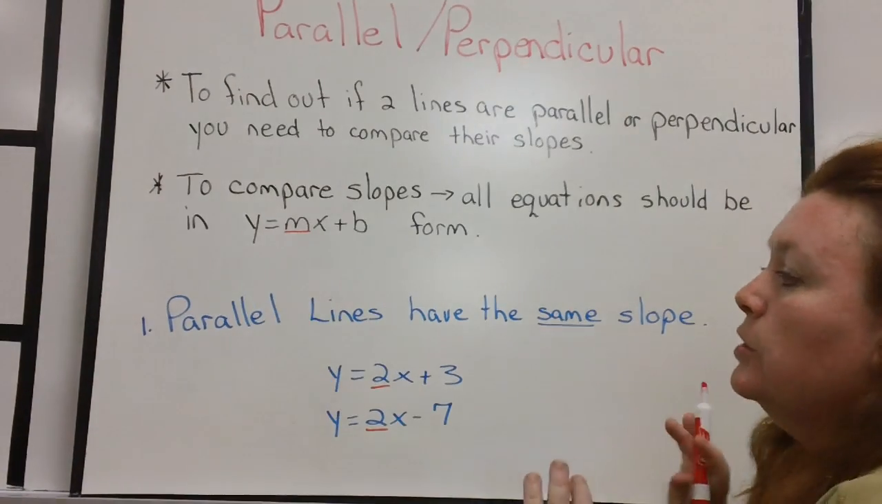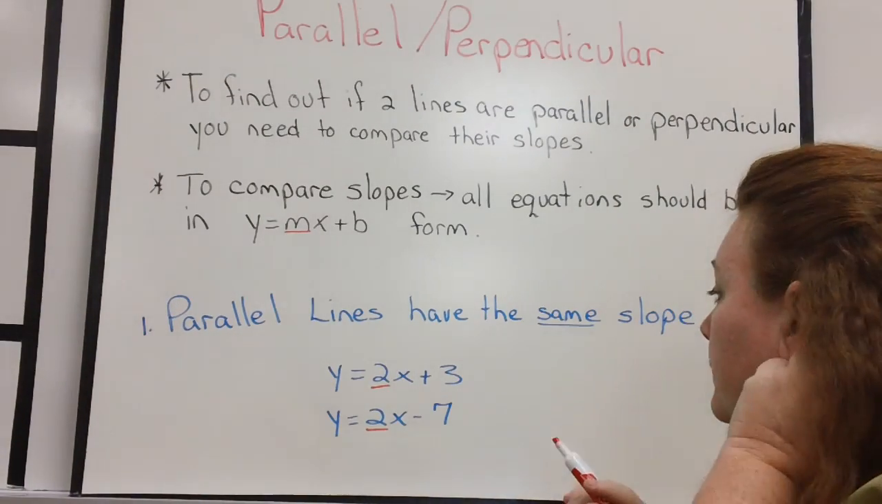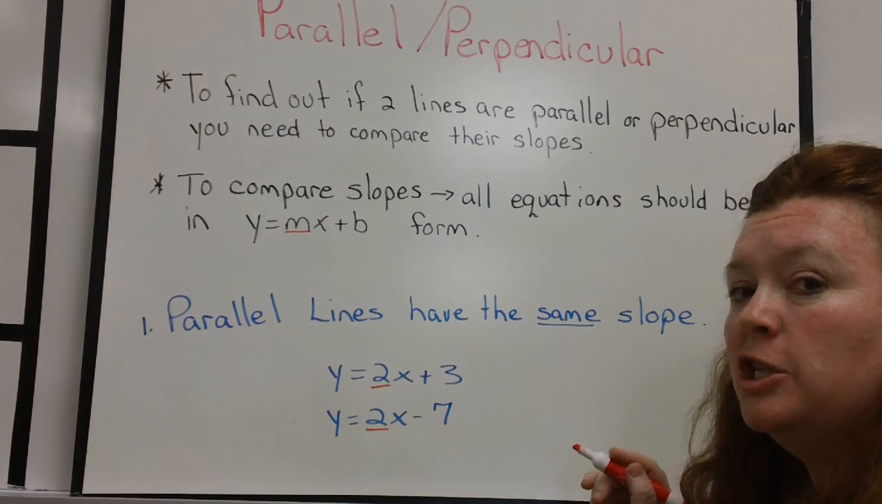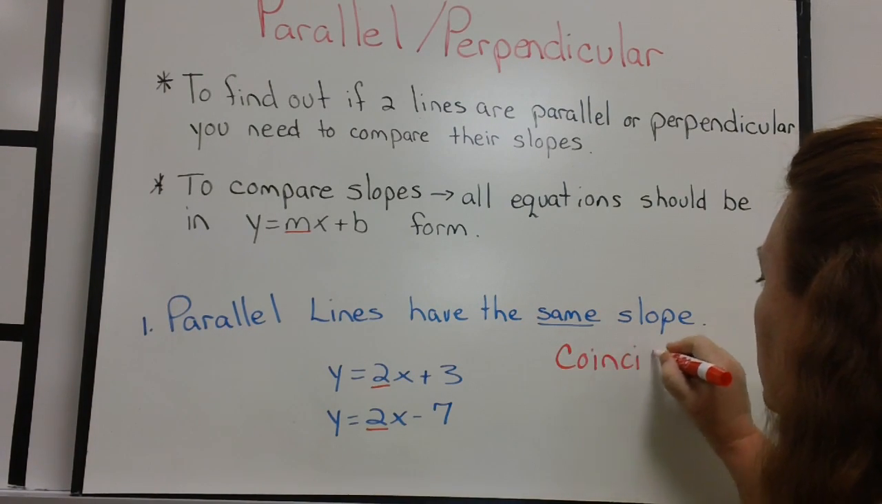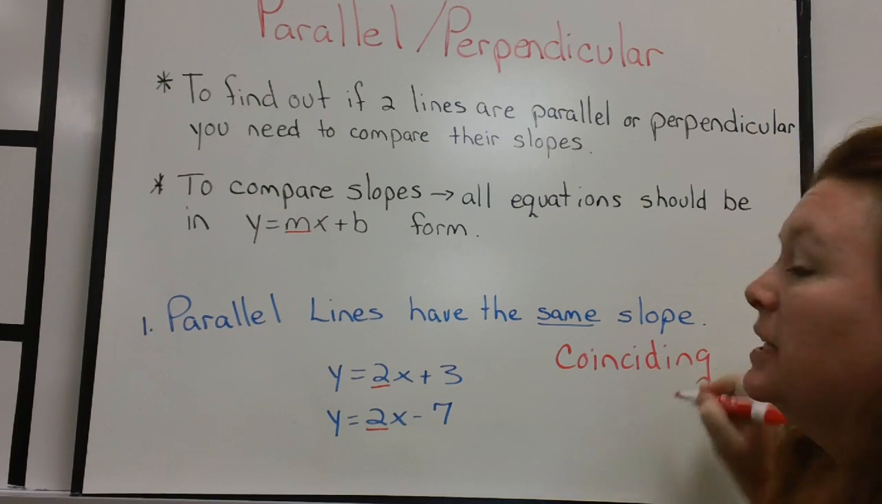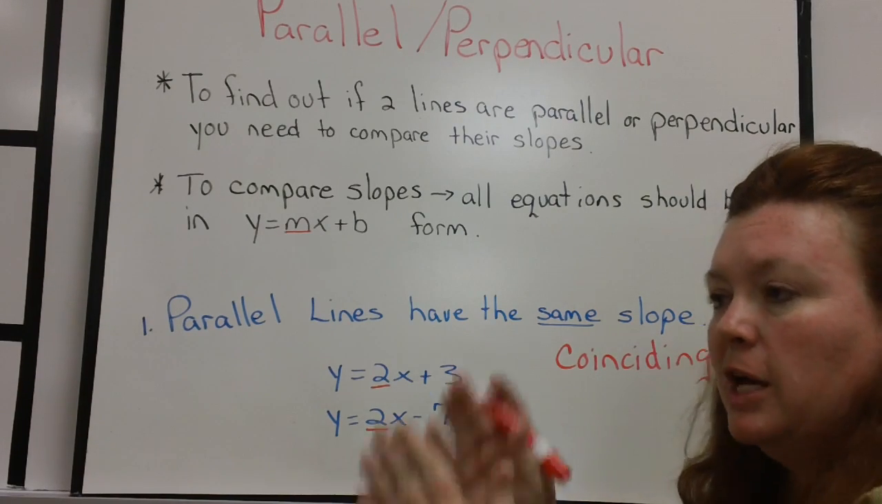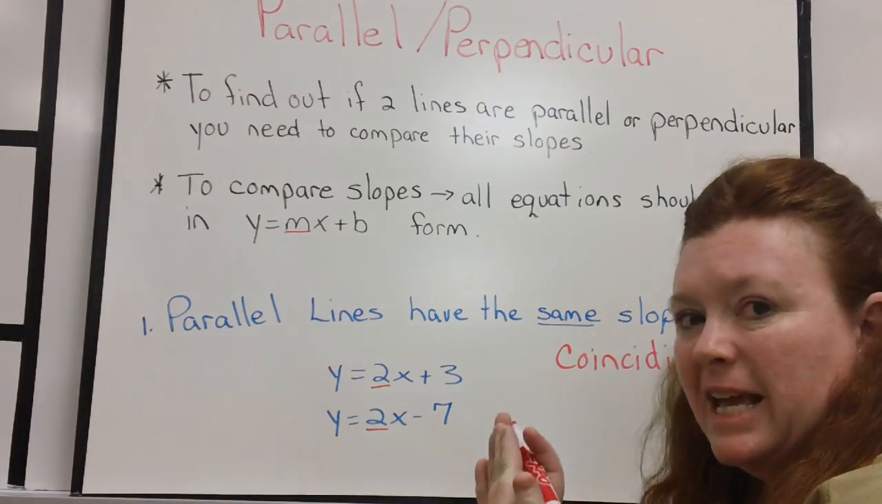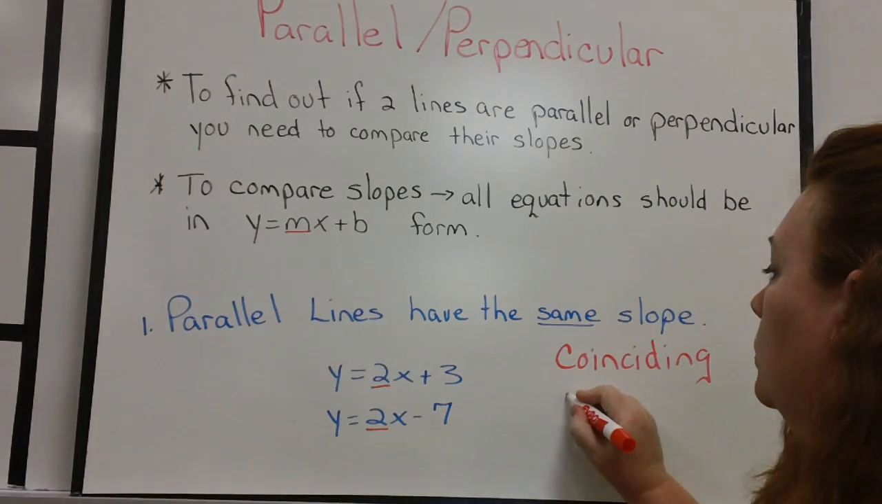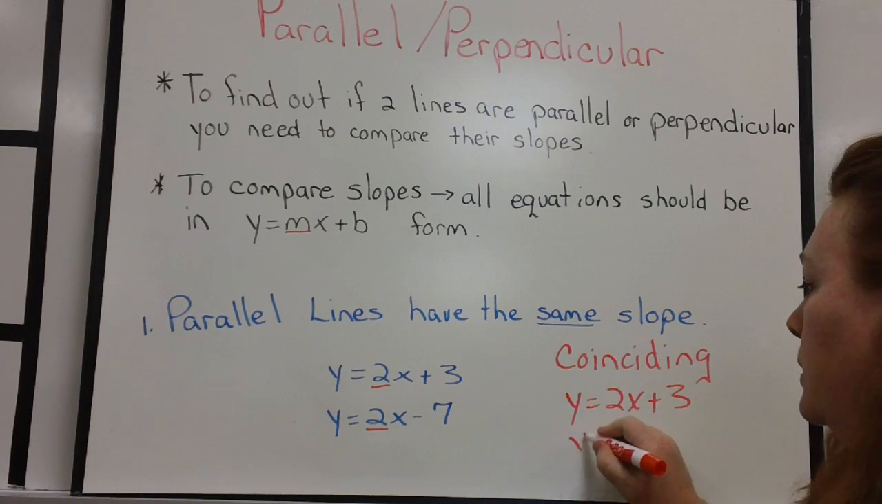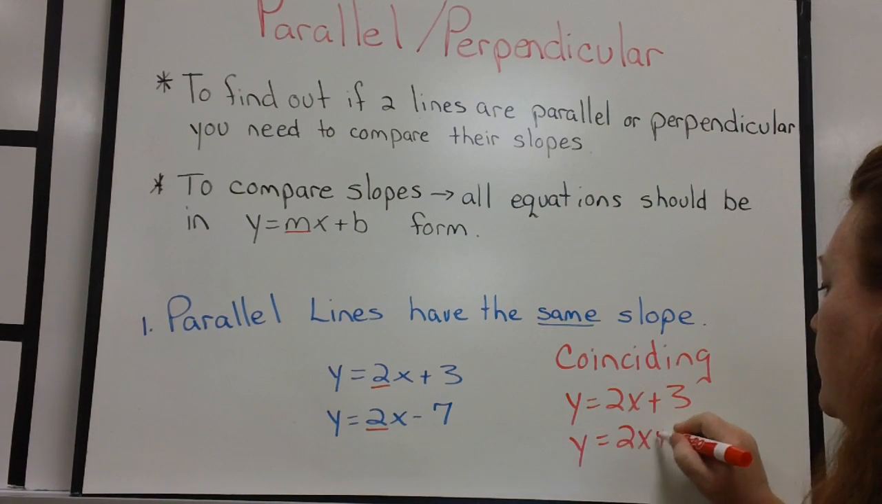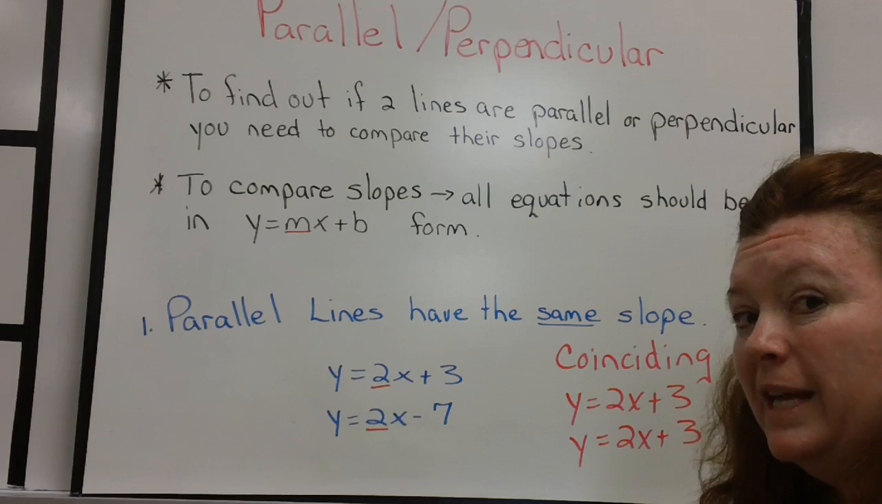Now, there's one thing I want to add to this. You have another situation that is called coinciding. These are basically the same line. They're not just parallel to each other, they're the same line. So not only would they have the same slope, but they would also have the same y-intercept.